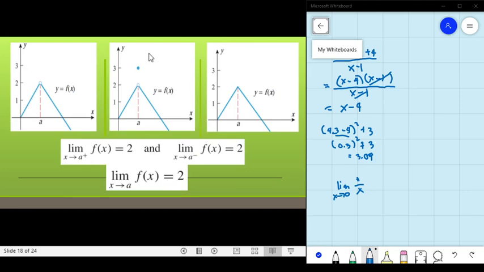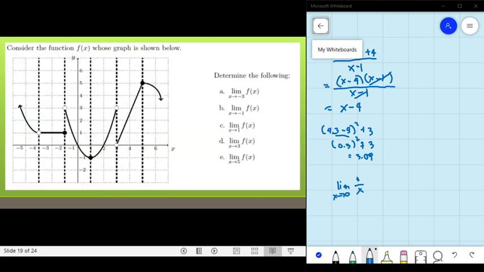So here, the same, with a hole, or without a hole. Because from the left, it reaches 2. From the left it arrives, and from the right it also arrives at 2. The right and the left values of f of x as x approaches a are the same. Therefore, your limit exists, which is 2. Okay?